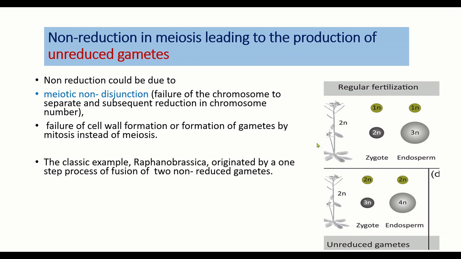Likewise, the main cause is non-disjunction, which is non-separation of the non-sister chromatids in this case. Due to that, both these chromosomal sets will move into one of the poles, which means the chromosome set will be doubled in one of the gametes, and the other gamete will lack chromosomes.